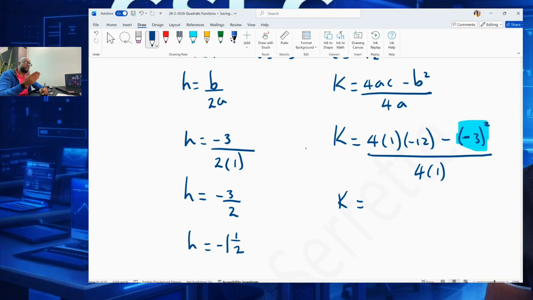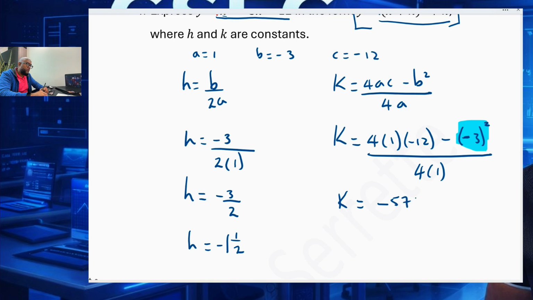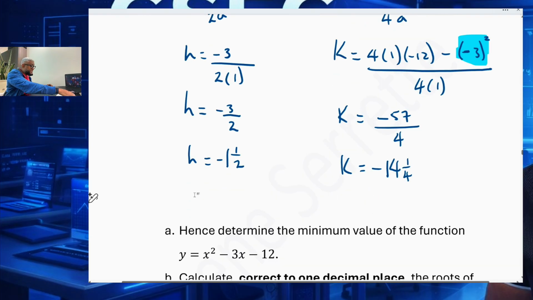Right. So when you work out the top, you will get negative 57 over 4. And this could be written as a mixed number to be what? Negative 14 and a quarter. Right. So negative 14.25. Is not finished, right? So let's go. We need to write that quadratic that we have above.